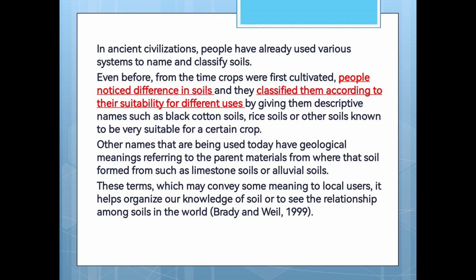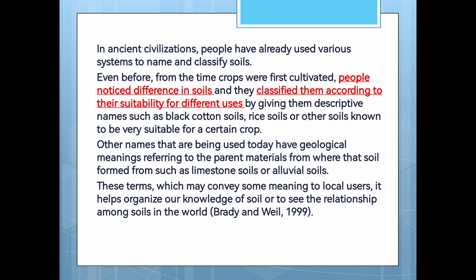Sa Pilipinas, minsan yung pinapangalanan nila yung lupa based on sa characteristic ng lupa na yun. Like, pulang bato or pulang lupa. Or for example, bunbon. So people are using description to name the soils.